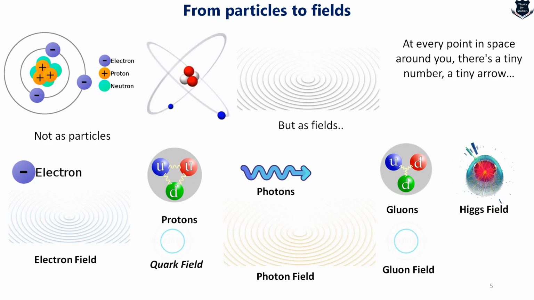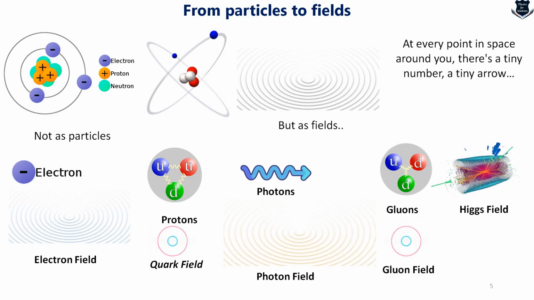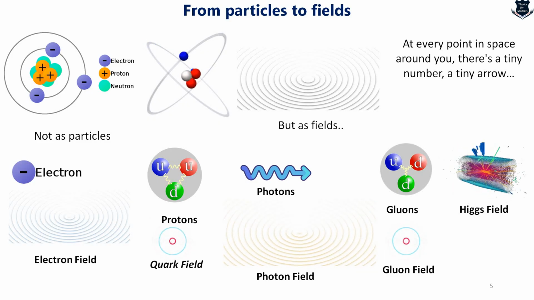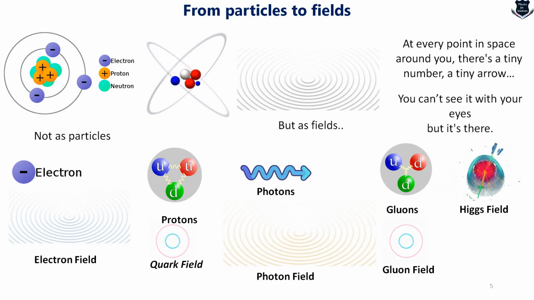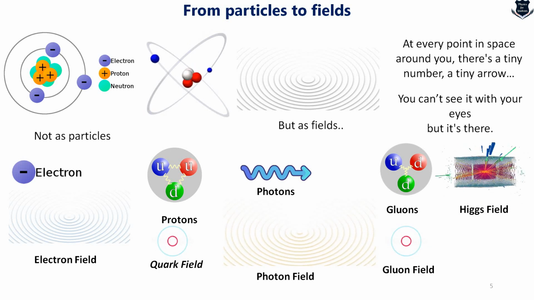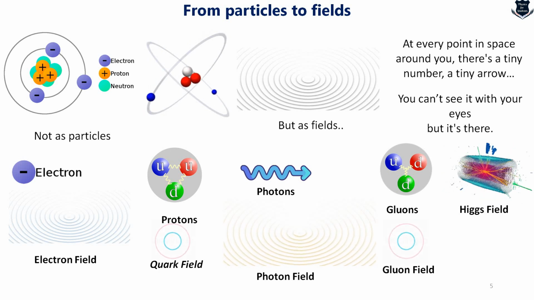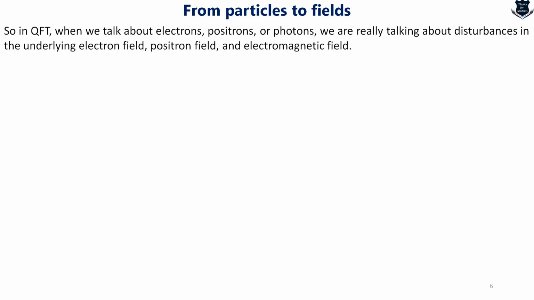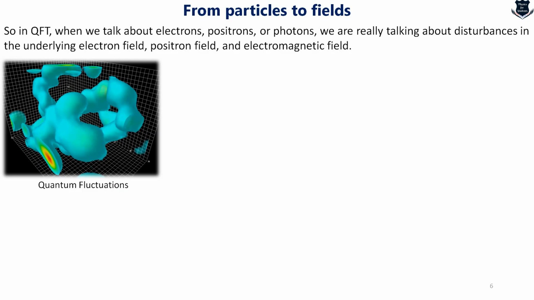Fields you cannot see, you cannot touch, but they are actually present at every point in space. There is something like numbers or tiny arrows which you can imagine. So you cannot see them, but it is all there. This is a basic understanding that these are no longer particles, but excitations of different fields. So when we talk about electrons, positrons or photons, they are really disturbances, nothing but quantum fluctuations.